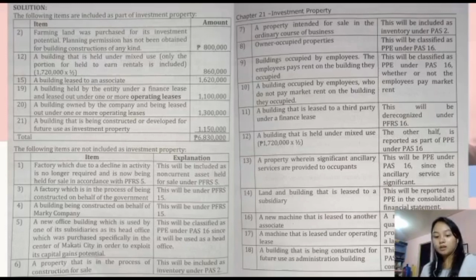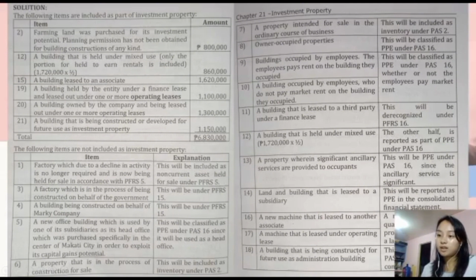So, we have here the initial recognition. Investment property should be recognized as an asset when it is first probable that the future economic benefits that are associated with the property will flow to the enterprise. Second, the cost of the property can be reliably measured. This is initial measurement.